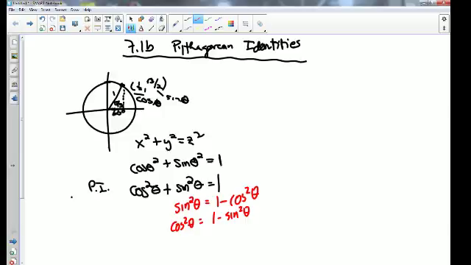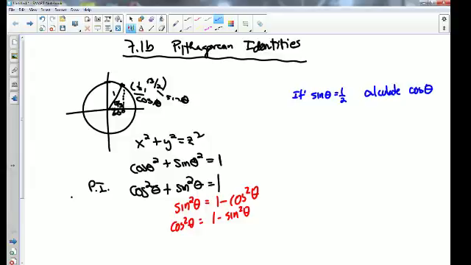So how can I use that? For now, let's say that if sine theta equals 1/2, calculate cosine. Yeah, it is. You're not always going to be given nice numbers. It's just an example here, right?